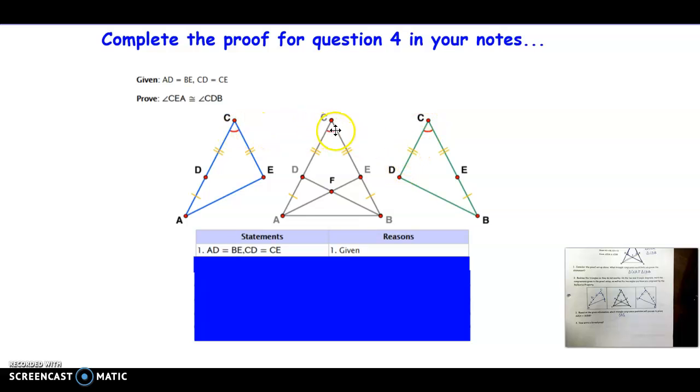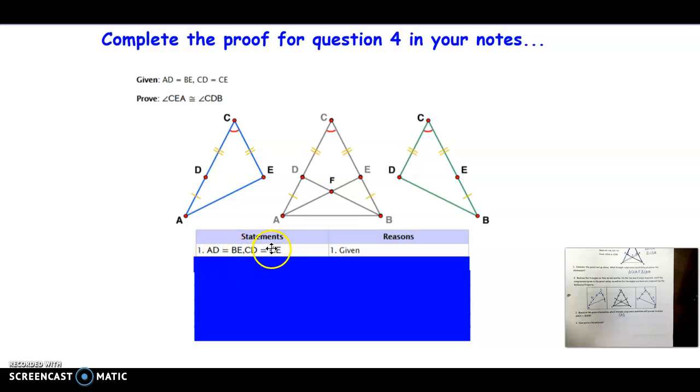Now, when we're looking at SAS, we, of course, know these sides are congruent because they have the tick marks, and we know these angles are congruent because they each have the arc. But wait, what we need to show in our proof is that this whole side AC is congruent to this whole side BC over here. We have their parts as being congruent, but we actually need to show that the whole side is congruent.